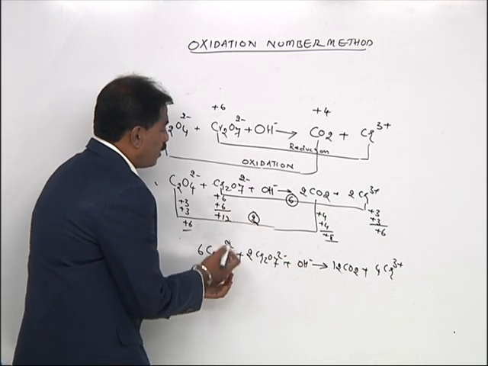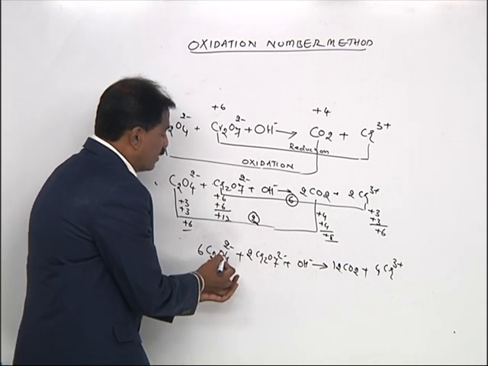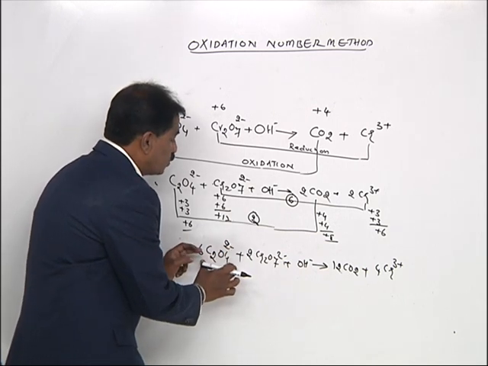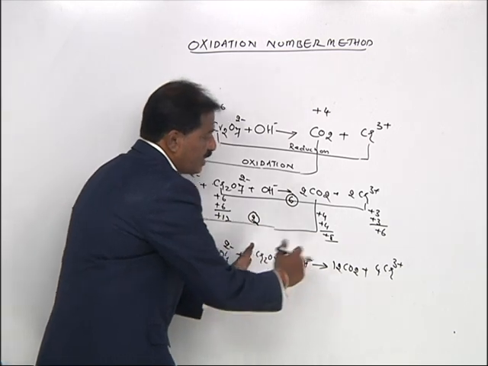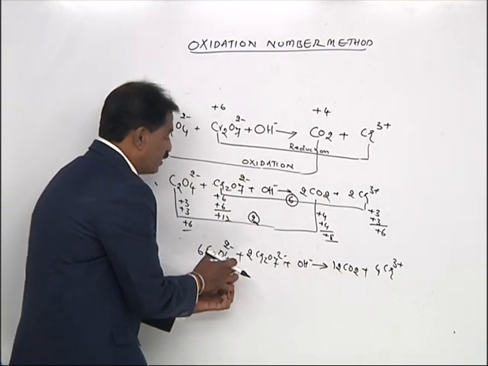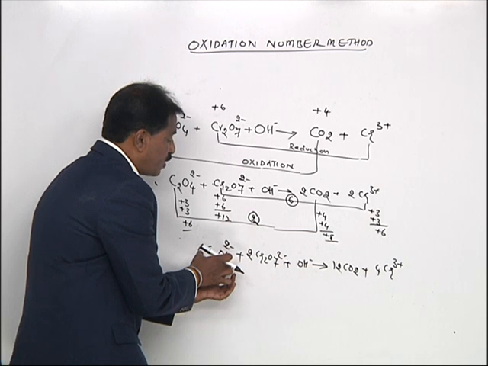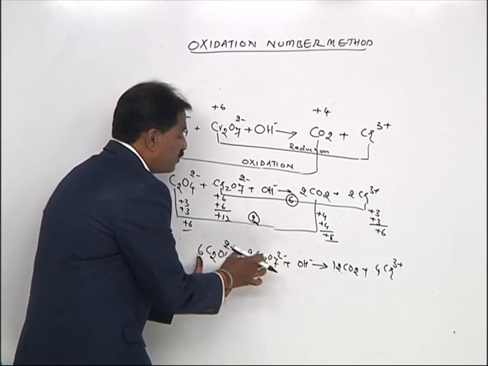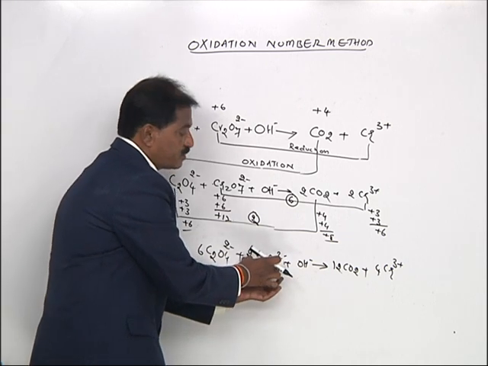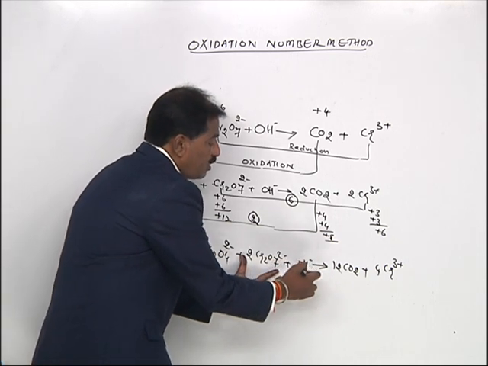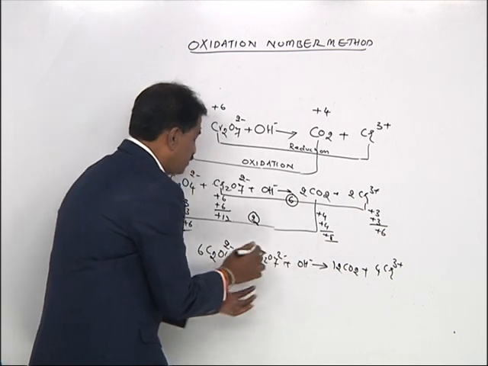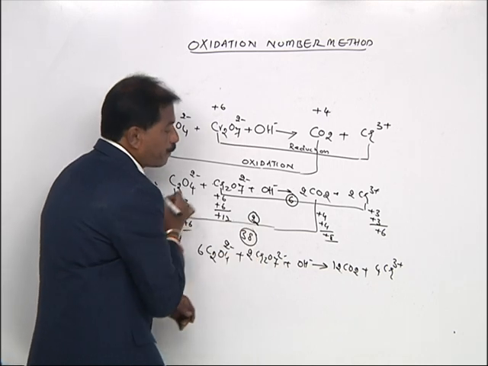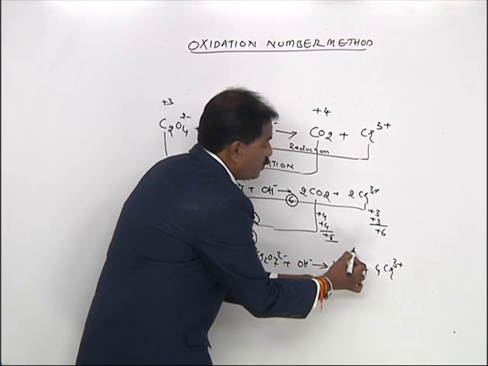Next, after balancing the heteroatoms, now we have to balance the oxygen atoms. For balancing of the oxygen atoms, first count the total number of oxygen atoms on the left side as well as on the right side. Here on the left side 6 into 4, 24 oxygen atoms here. Here 2 into 7, 14. So 24 plus 14, 38 oxygen atoms are present. Let us count this oxygen later. Here 38 oxygen atoms are present. This side 24 oxygen atoms are present.